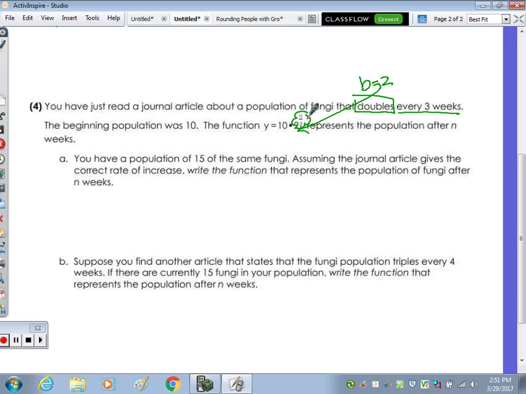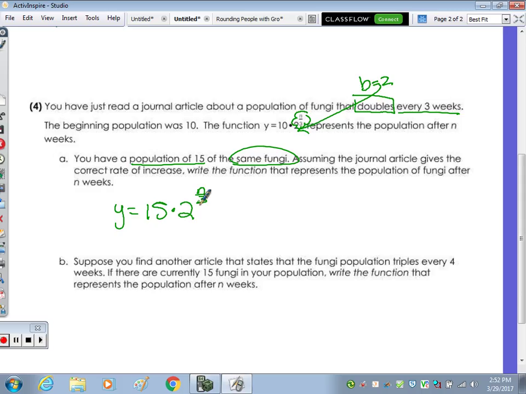Here it says you have a population of 15. So it's going to be y equals 15 times, because that's our starting amount. We have the same fungi, assuming the journal article gives the correct rate of increase, write the function that represents the population. So it's the same thing. Nothing changed. It was n weeks again. So times 2 to the n over 3.